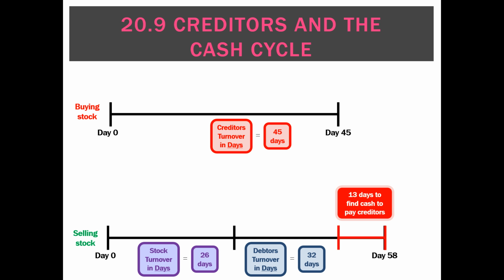We might need to borrow it, we might need to make a capital contribution, we might need to sell a non-current asset, for example, and that's not a good result. We want to try and pay our creditors back after we've been able to sell the stock that we've actually bought from them.